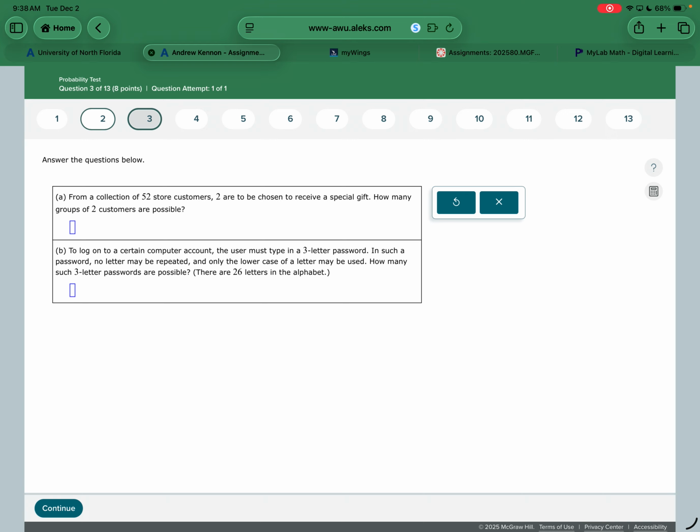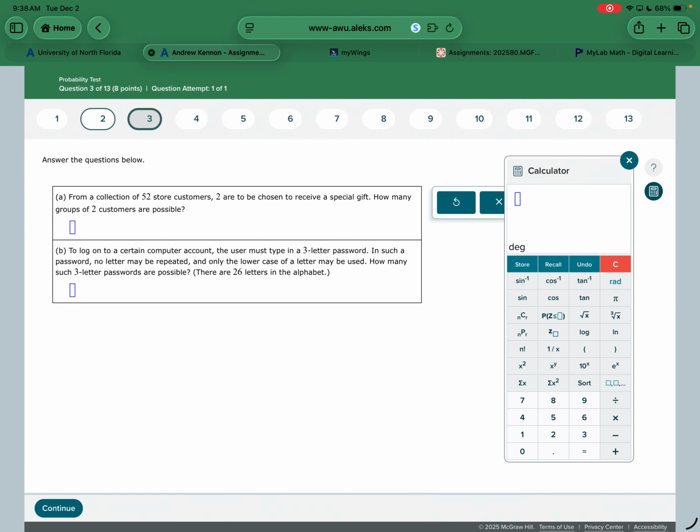So on this one, remember the difference. Combination, the order does not matter. Permutation, the order does matter. But we're just going to use the calculator, and you just have to use common sense to determine if order matters or does not matter.